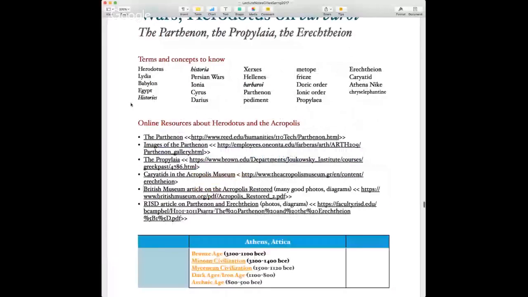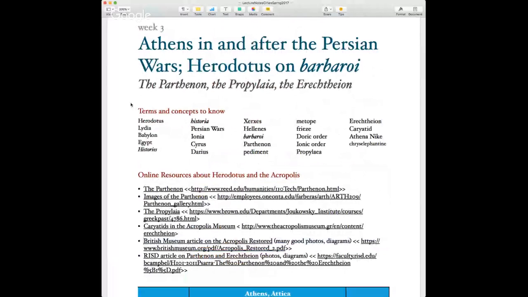I've given you some other things too on the handout, but that might be helpful. What we're going to do is talk first a little bit about Herodotus. We're not reading Aristotle for the first time this week. Then we are going to talk very briefly about the Persian Wars, because that will lead us into the building of some of the major monuments on the Acropolis of Athens, namely the Parthenon, the Erechtheion, and the Propylaia. Taking a look at the notes that I prepared for you: Athens in and after the Persian Wars, and Herodotus on barbaroi.